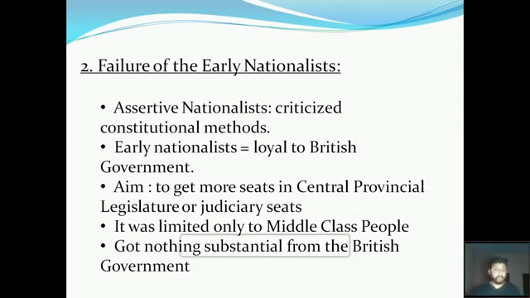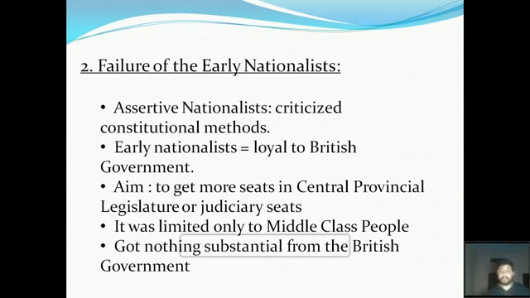You know why they were criticized by the assertive nationalists? There are a few reasons. Actually, the methods adopted by the early nationalist leaders produced results very slowly. Think of how many times the early nationalist leaders might have written petitions to the British government. They were following constitutional methods.